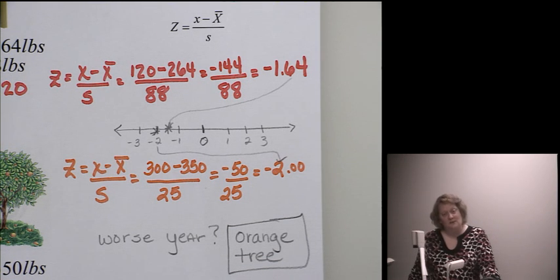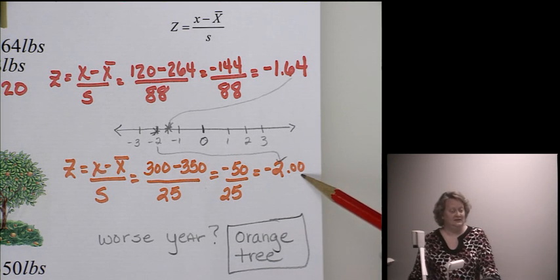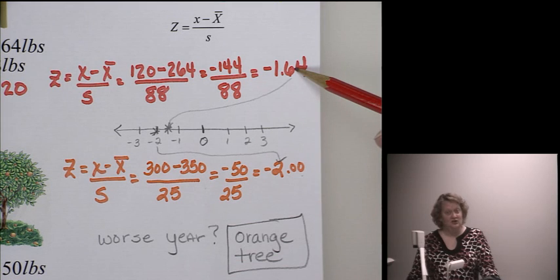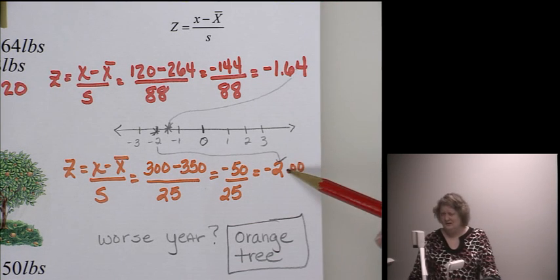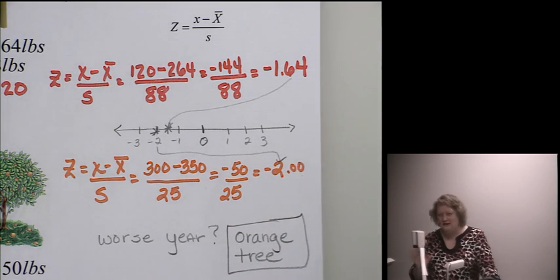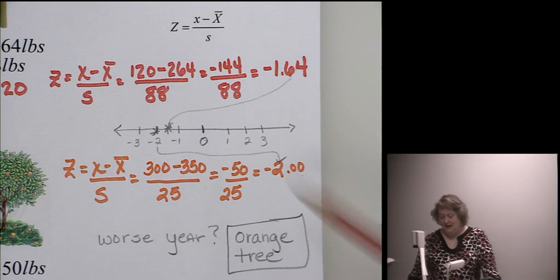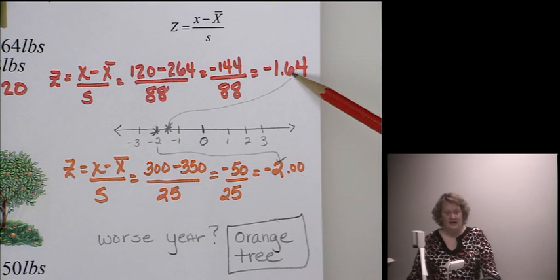In this case, both of these were within the 2 standard deviations. This one was exactly on the 2 standard deviations. So this one didn't even have an unusually bad year for my apple tree. This one was borderline unusual because it was exactly on the 2. And most of our teachers won't give you the exact one right on the 2 to determine whether it's unusual or not.